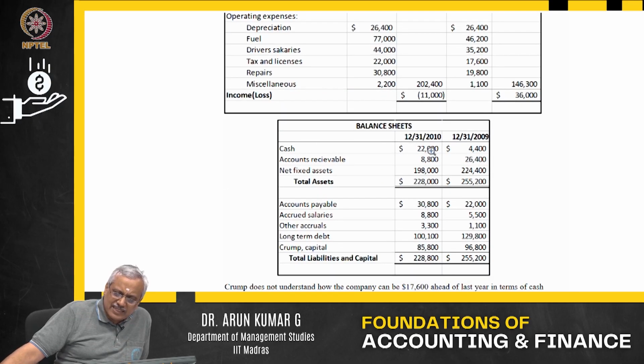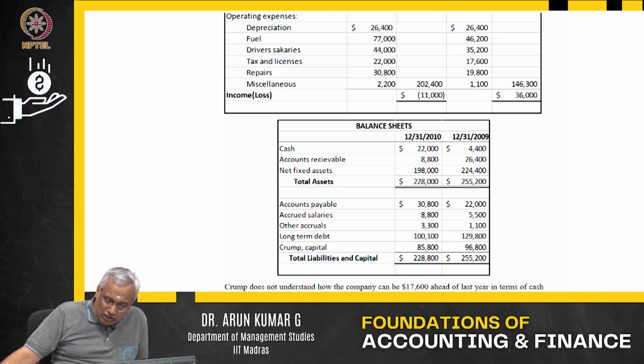And there is a balance sheet, with the cash balance, accounts receivable, fixed assets, and then all the payable balances. But Crump does not understand how the company can be 17,600 ahead of last year in terms of cash. As you see, cash last year was 4,400, this year is 22,000, that means 17,600 more, but they made a loss of 11,000 and the cash balance is higher. He wants to know how.